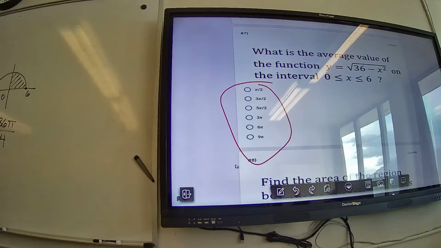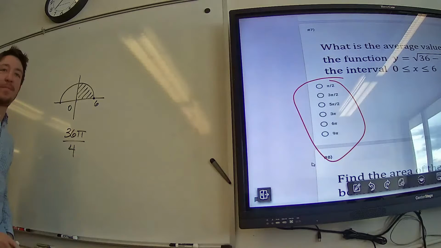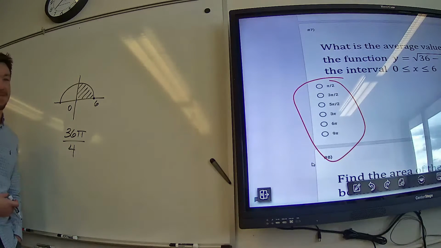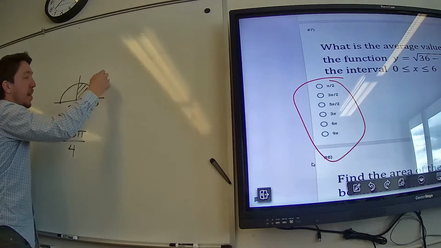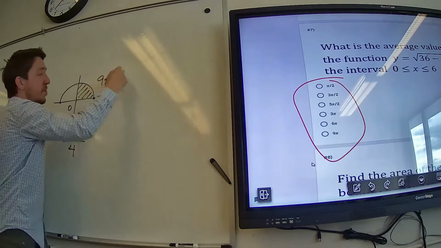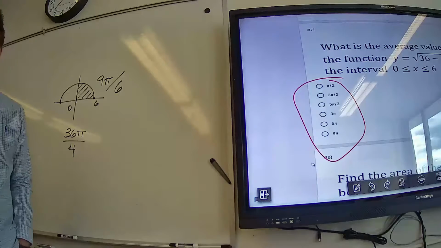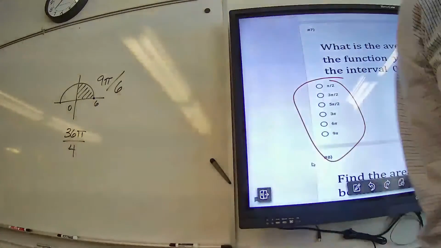Oh God, sorry. Not cut out for this Twitch life. So this area here is 9 pi. And what do I do with the 9 pi? Divide it by 6. Are we all okay with that?